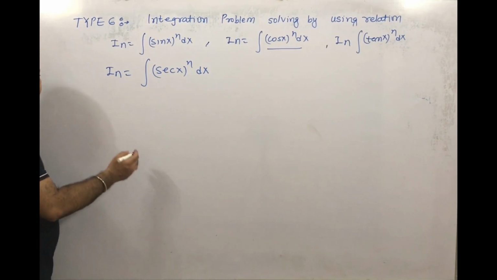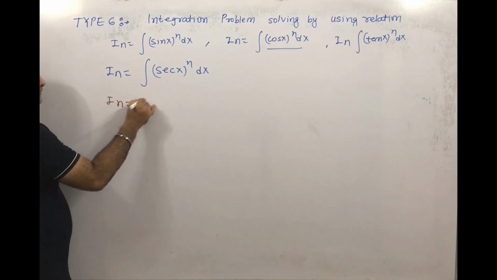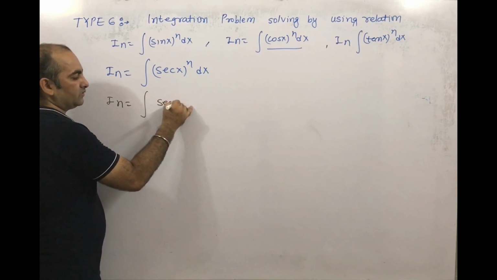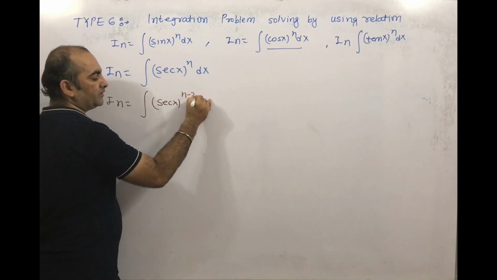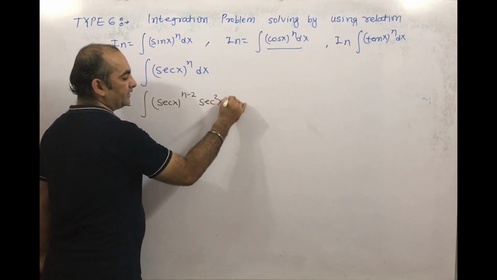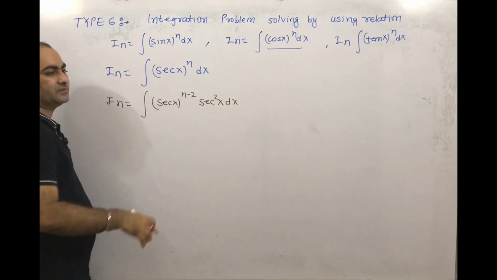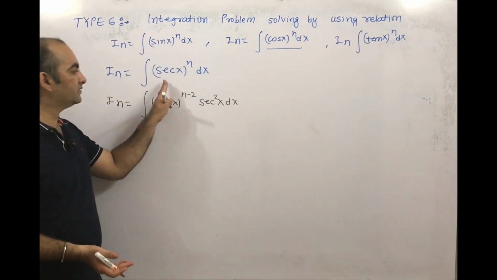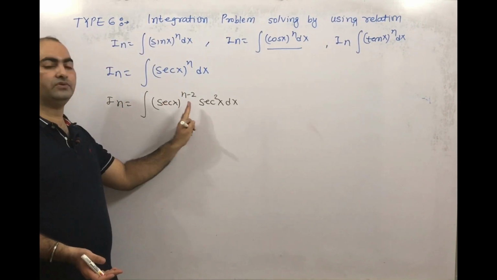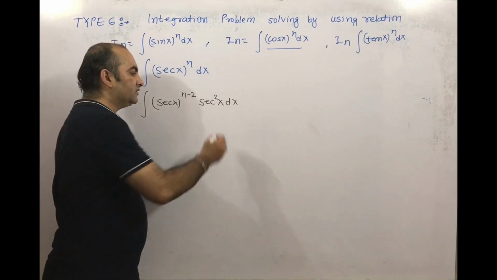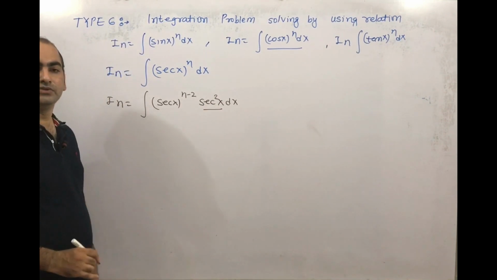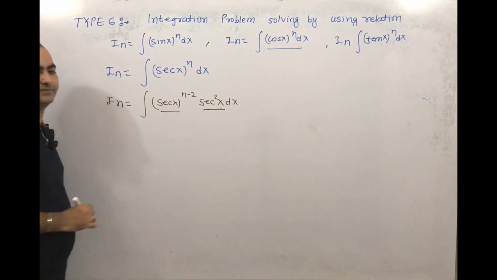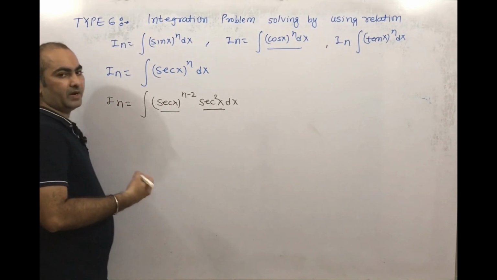For that, In equal to the integration of this, which we write as secant x to the power n minus 2 into secant square x dx. Why are we writing secant square x? Because the integration of secant square x is tan x. That's why we separate it as secant x to the power n minus 2 into secant square x dx, so that we can integrate it. Here this one is the integrating function and this one is the differentiating function, so we apply the by parts formula.